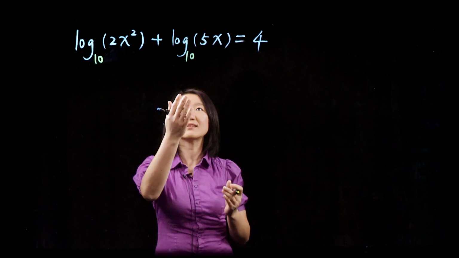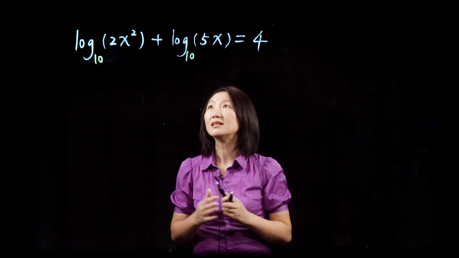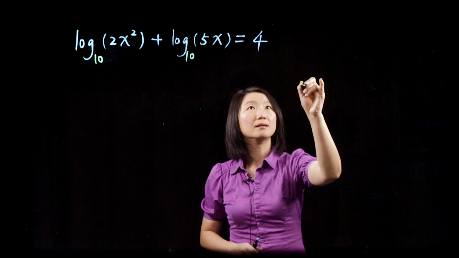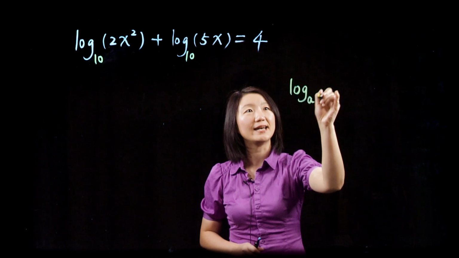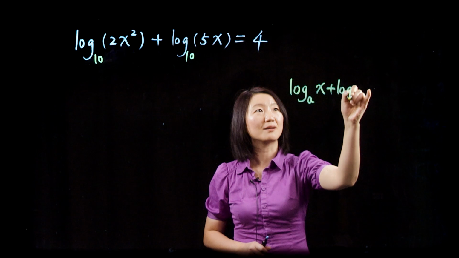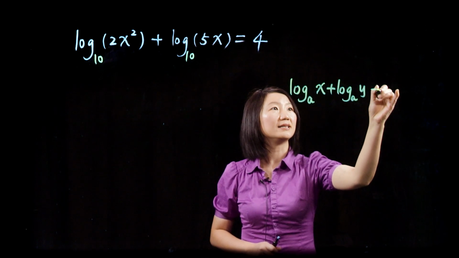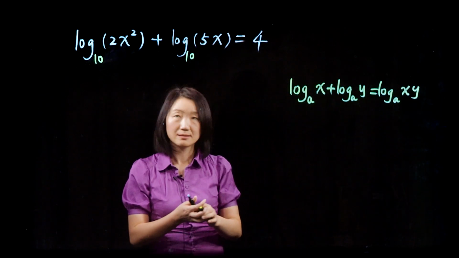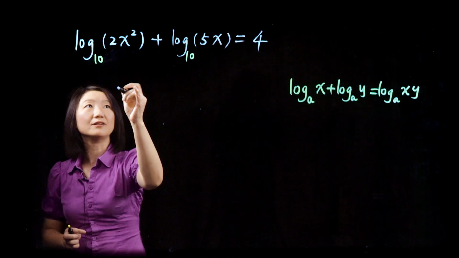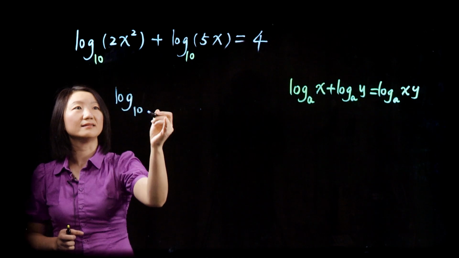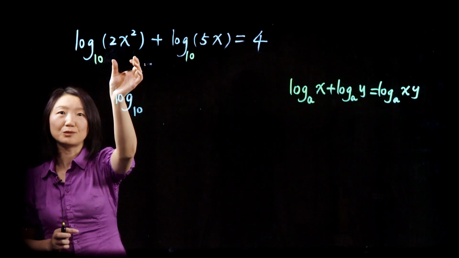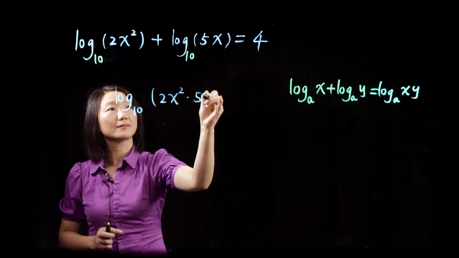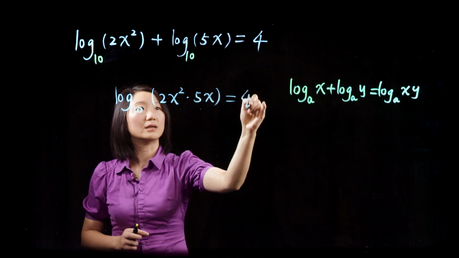Now, since these two logs have the same base, we can consider combining them based on the log property: log base a of x plus log base a of y equals log base a of xy. So over here we have log base 10 of the product of 2x squared and 5x equals 4.